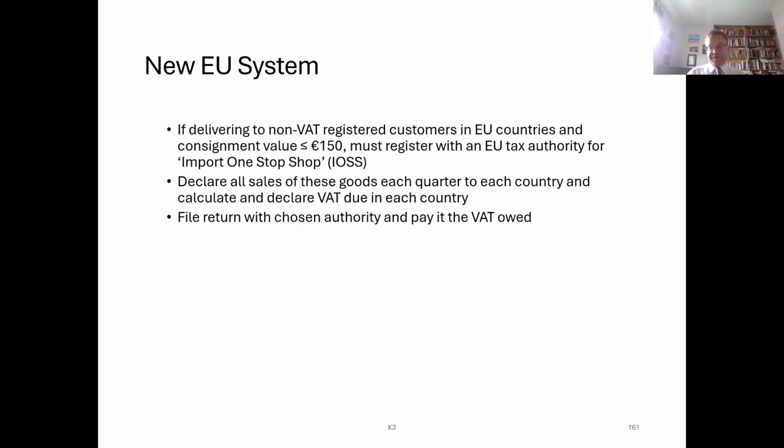The new EU system, if delivering to non-VAT registered customers in EU countries and the consignment value is less than €150, you must register with an EU tax authority for the Import One-Stop Shop. Declare all the sales of these goods in each quarter to each country and calculate the VAT due in each country. File with your chosen authority and pay it the VAT owed. And normally under the IOSS, you would do that with Ireland or Malta. Why? Because, of course, they speak English.